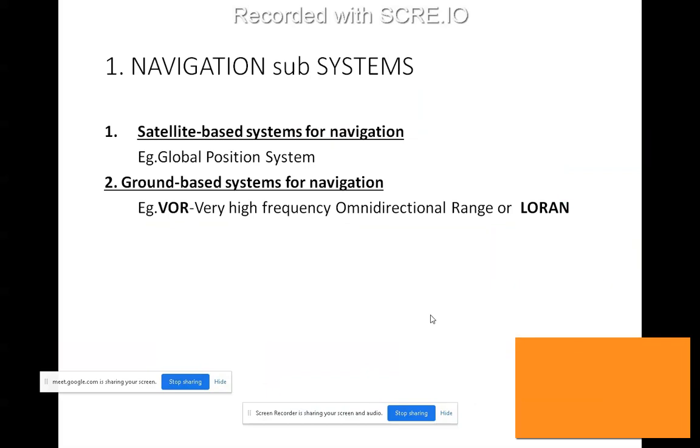First, we are going to see the ground based system. Two types of navigation system are available, that is satellite based and ground based. For satellite based, the example will be the global position system, and for ground based, VOR. VOR is nothing but very high frequency omnidirectional range. Here you will be using very high frequency as well as LORAN radio frequency, a type of navigation which uses radio frequency.